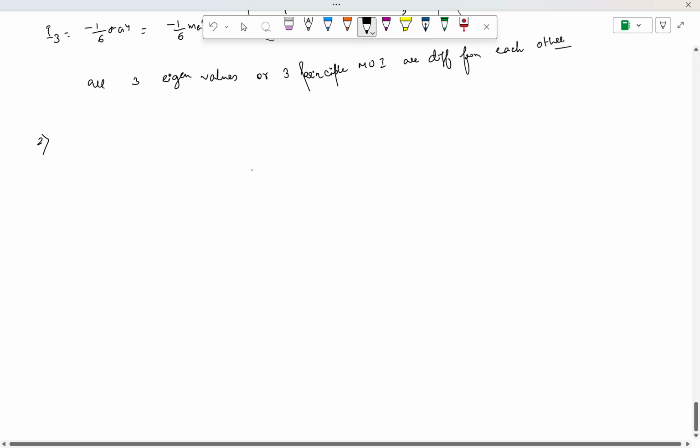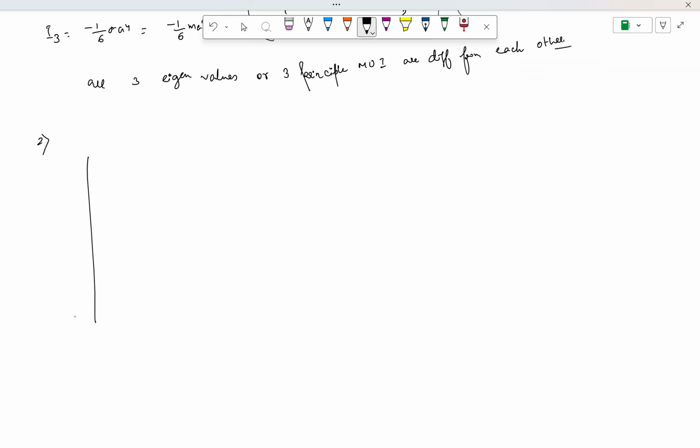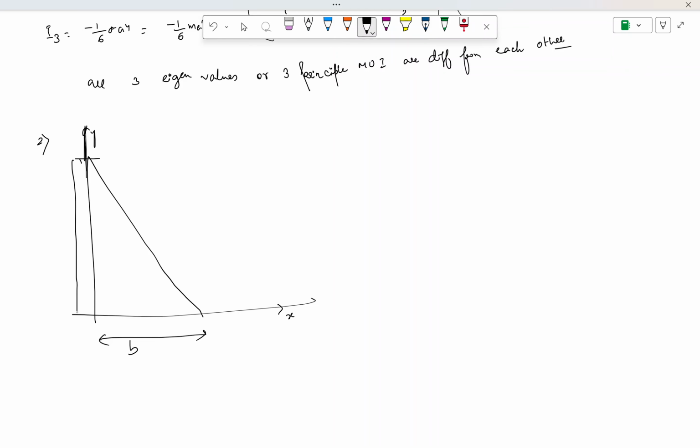The second question has a triangle, which is a right angle triangle. So let's say this is your y axis and this is your x axis. And this length is b along the y axis and this length is h along the y axis.